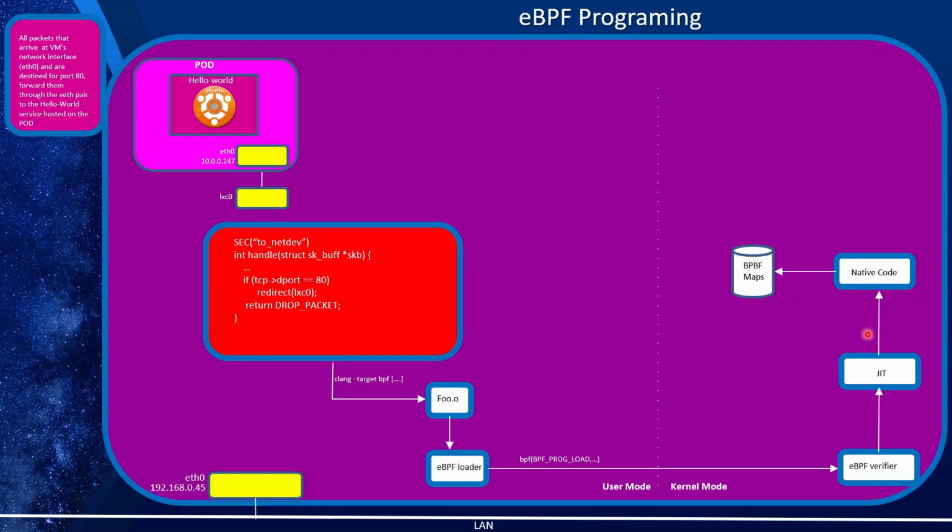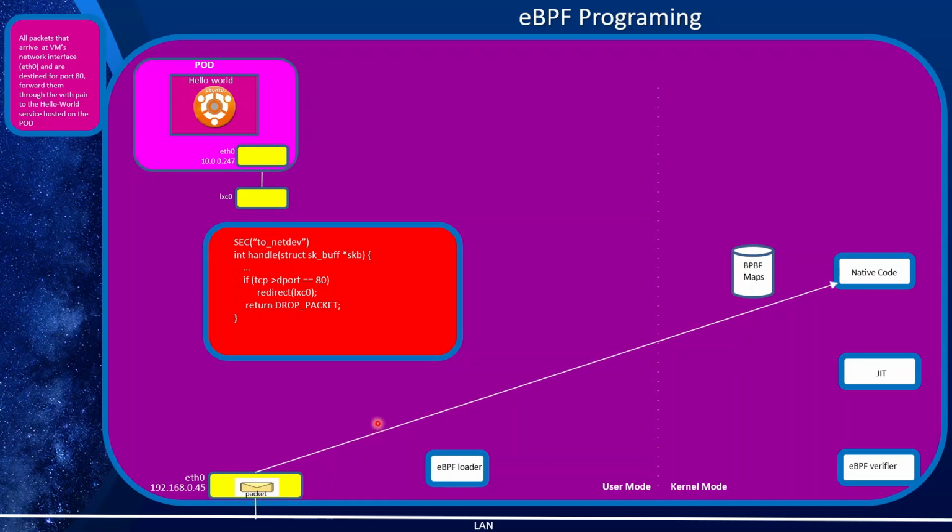So let's see what happens when the packet arrives at the server here. Again, this is now being triggered. It inspects the packet that has arrived and sees which port it is destined for. If it's 80, it will forward it to the pod here, otherwise drop the packet. So this is a very simple walkthrough of how eBPF programs conceptually are created and work.